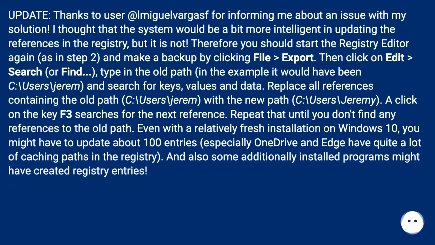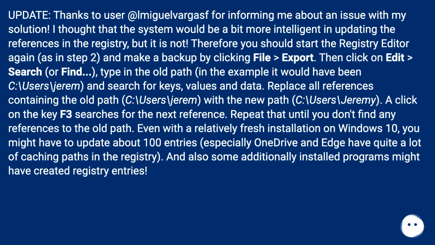Update. Thanks to user @Miguel for informing me about an issue with my solution. I thought that the system would be a bit more intelligent in updating the references in the registry, but it is not. Therefore, you should start the registry editor again, as in step 2, and make a backup by clicking File > Export. Then click on Edit > Search or Find. Type in the old path. In the example, it would have been c:\users\jerem, and search for keys, values, and data.